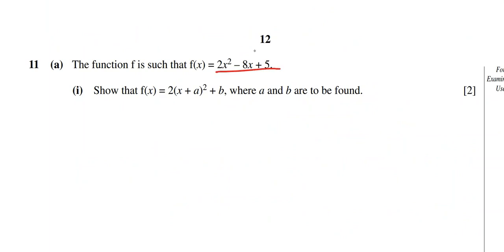Question 11, there's a given function. They are saying to show that the function can also be converted to this, and we can see this is the completing square method. So one of the easiest ways I find is this.